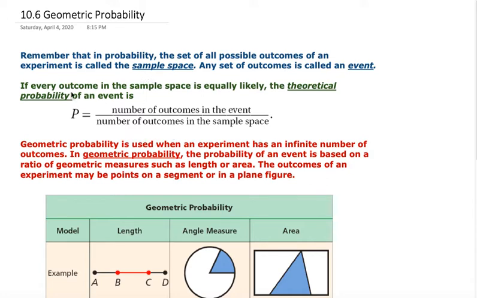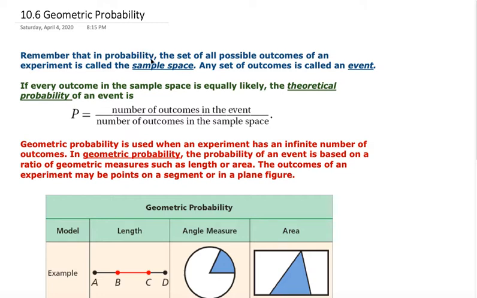So we're talking about geometric probability, and I actually hate probability, but I can totally get behind geometric probability. Like this to me makes way more sense. So hopefully this isn't too difficult for you guys either.